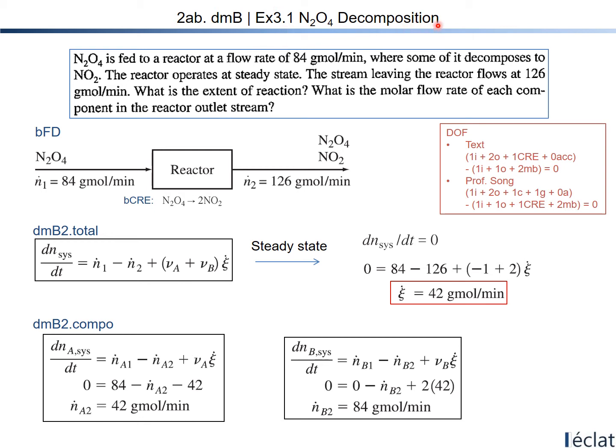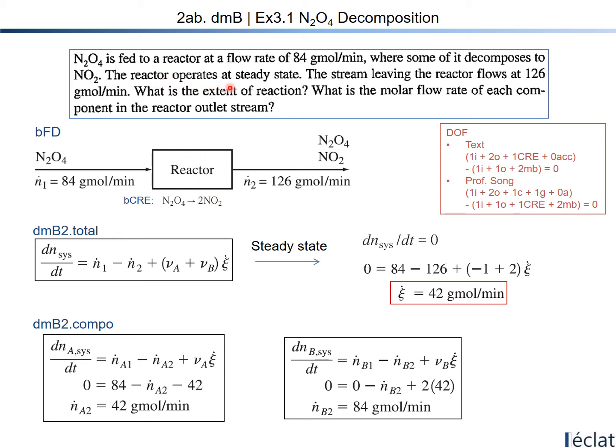N2O4 decomposition. N2O4 is fed to a reactor. Here is the reactor, and N2O4 is introduced. The known value is the flow rate of the input, 84 gram mole per minute. Inside the reactor, some of the N2O4 decomposes to NO2. So here is the balanced chemical reaction equation: N2O4 is split into two molecules of NO2.